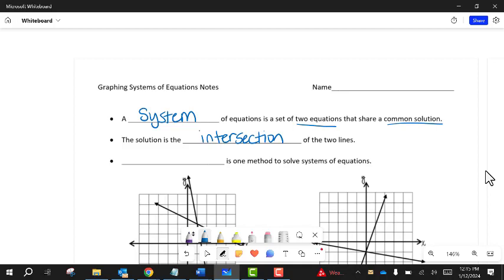Graphing linear equations is one method of solving a system of equations. We are going to learn two other ways to solve a system of equations, but for today, graphing is how we are going to solve. Before we actually get into graphing, we are going to look at graphs that are already done for us, and we just need to identify the solution.